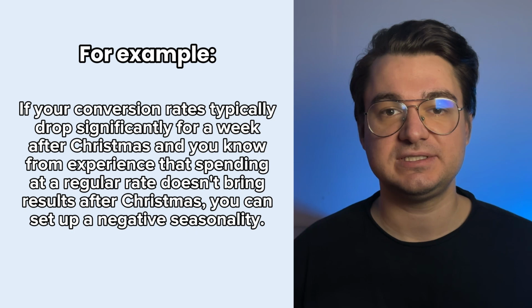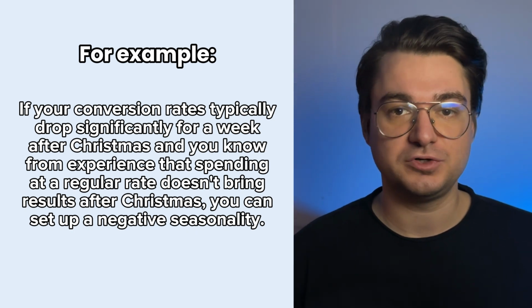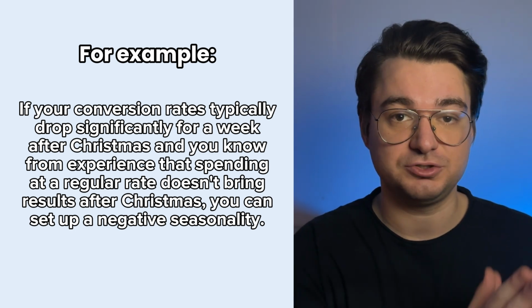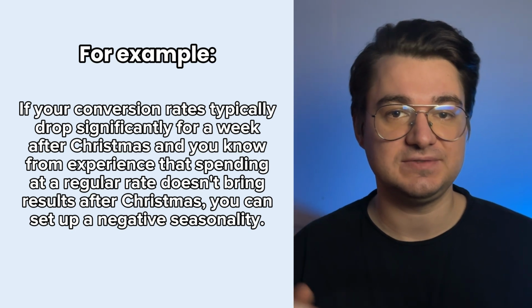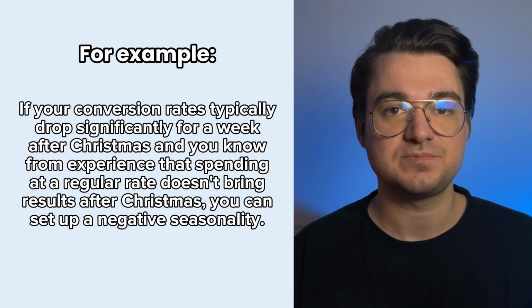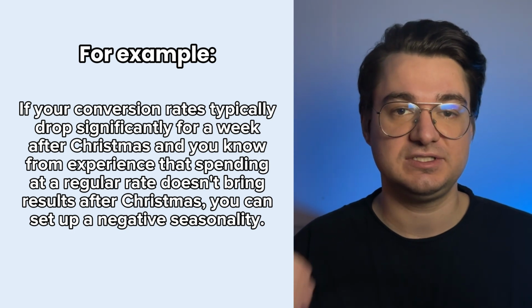On the flip side, if, for example, your conversion rates typically drop significantly for a week after Christmas, and you know from experience that spending at a regular rate doesn't bring results after Christmas, you can set up a negative seasonality adjustment, telling Google to expect a drop in conversion rates, so Google will bid more conservatively, spending less during this period. Once the seasonality event ends, Google's algorithm reverts to its usual performance. No negative adjustment is needed once the promotion is over.